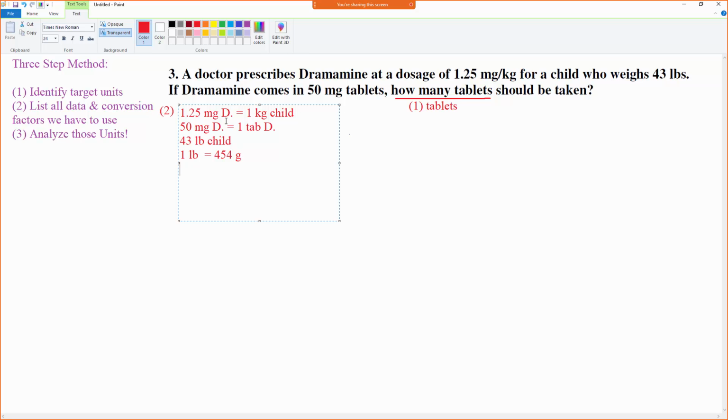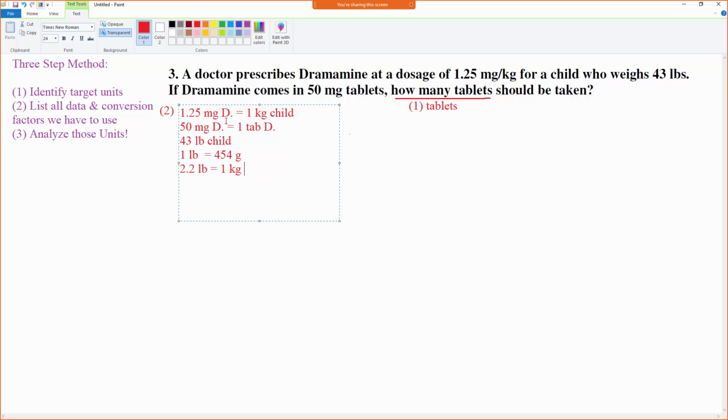So if you would like to memorize something, it might be helpful. You could memorize that 2.2 pounds is equal to 1 kilogram. This is one conversion factor that I tried to memorize for years, but I kept getting it wrong. I kept thinking that 1 pound was 2.2 kilograms, and it's not. It's the other way around.